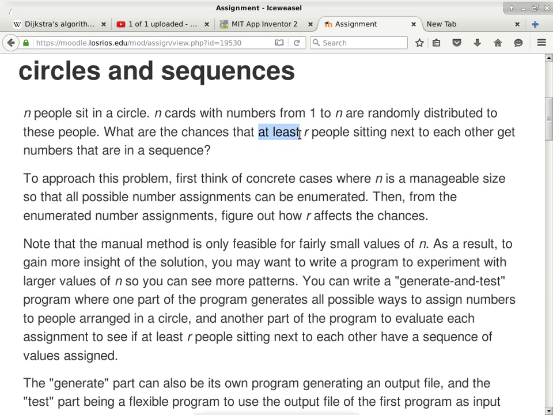Yep. So would 2, 3 count, like C, then D? It would meet that requirement, yes. So this particular configuration will meet the requirement of r being 2 as well as r being 3. So are there any questions about what I mean by r people sitting next to each other having numbers that are in the sequence? Now remember, this is also a circle, so as far as the people are concerned, there's no beginning and no end. It's not on the straight line.